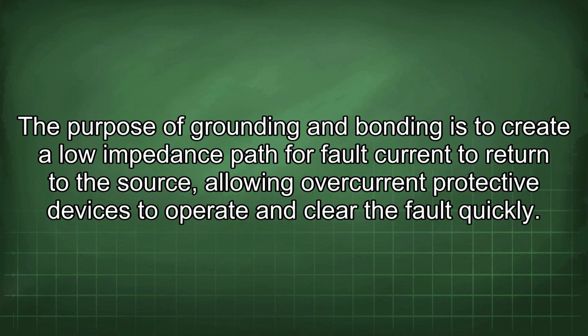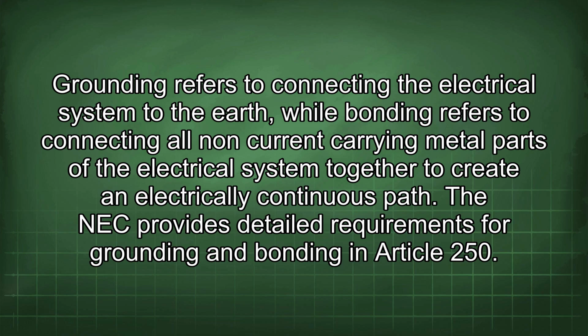The purpose of grounding and bonding is to create a low impedance path for fault current to return to the source, allowing overcurrent protective devices to operate and clear the fault quickly. Grounding refers to connecting the electrical system to the earth, while bonding refers to connecting all non-current carrying metal parts of the electrical system together to create an electrically continuous path. The NEC provides detailed requirements for grounding and bonding in Article 250.